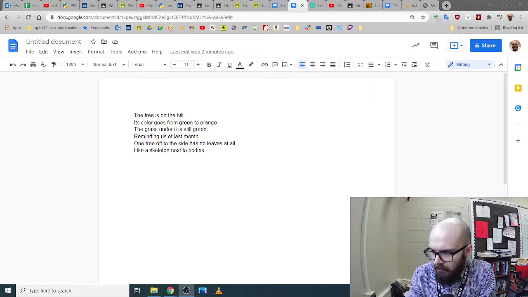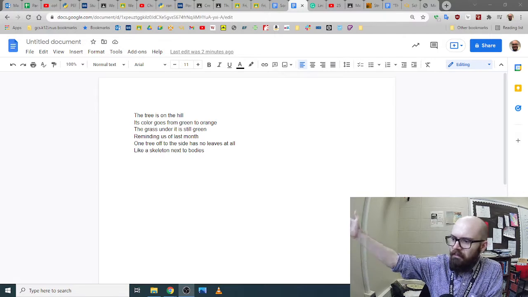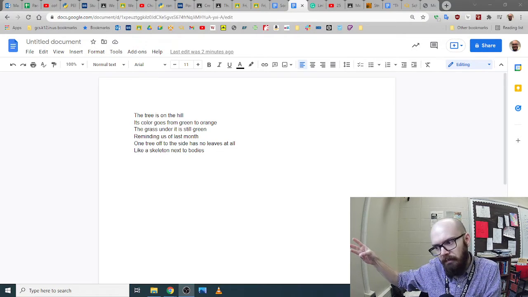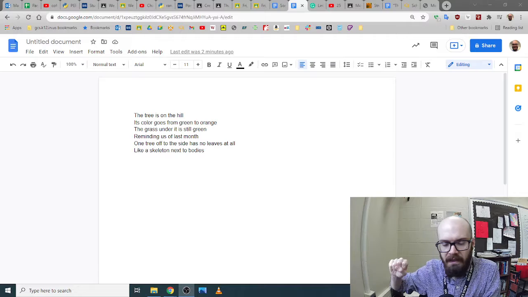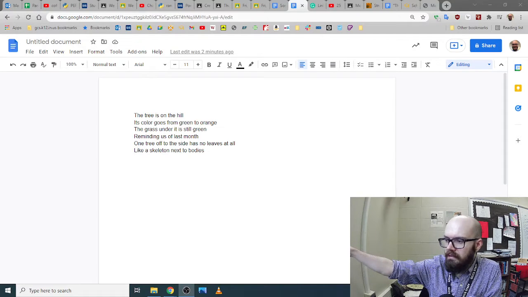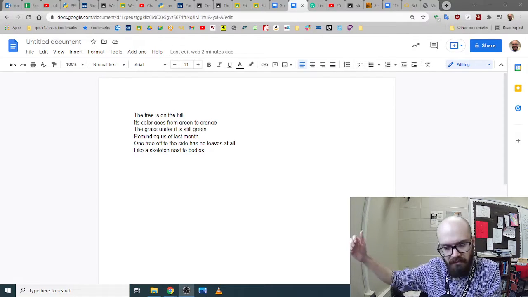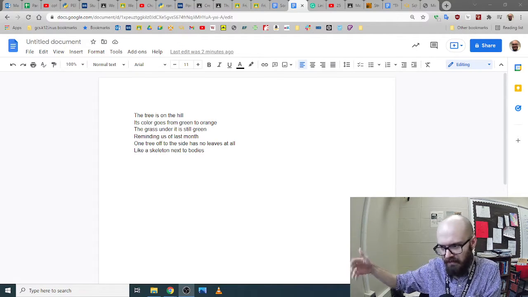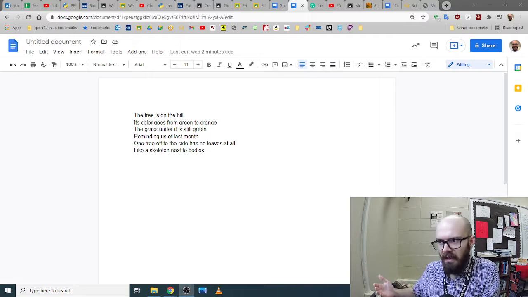Right here I have an example. I looked out the window, which is what I always do when I need an idea, and I wrote some lines. And we've got the tree on the hill. This tree, we see these out here every day and they're green, but recently they've changed to yellow, to orange, and some even to red. And it looks really different right next to the green grass. The grass is still green, but when the grass and the tree were the same color, it didn't really catch your eye. Now that they're different, it does.